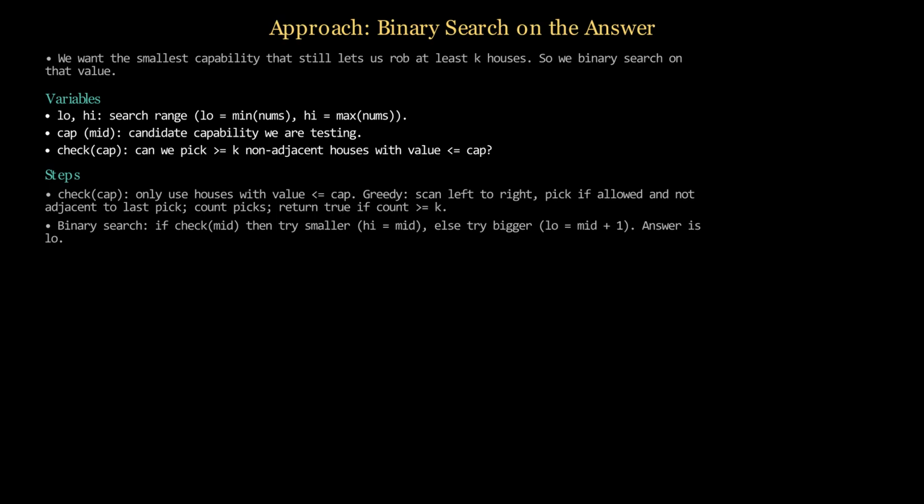For the binary search, if check of mid is true we try smaller by setting high to mid, else we try bigger by setting low to mid plus 1. The answer is low.